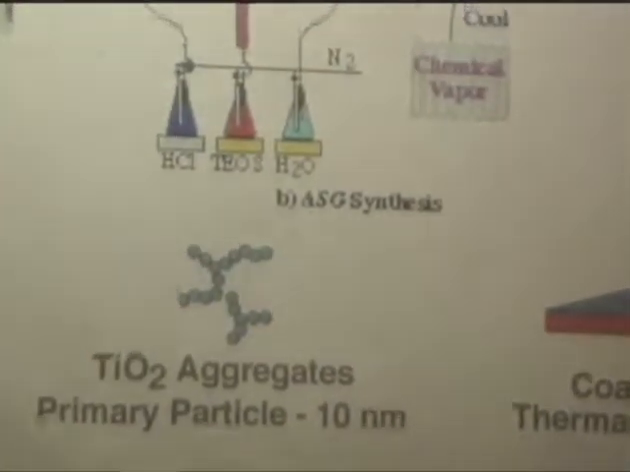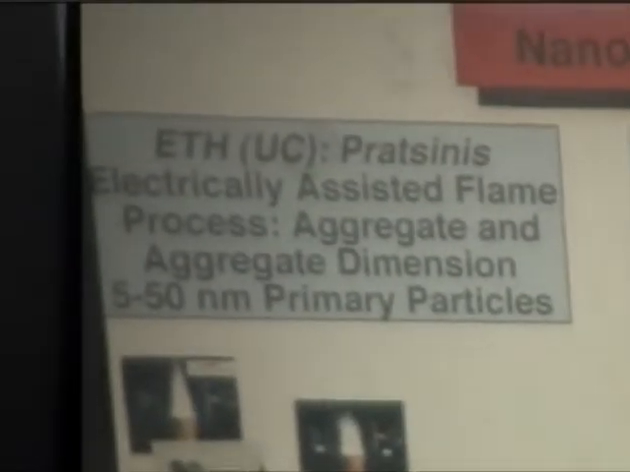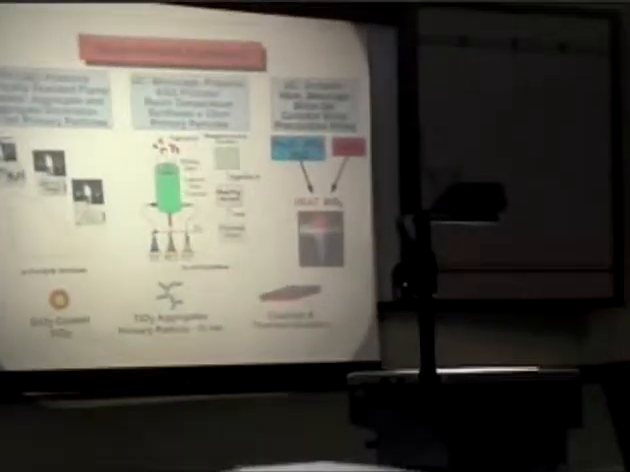The flame route is basically how you make carbon black, right? You make an aerosol with some carbon precursor and burn it, and you get soot out of that. You can do this with silica. You can do it with titanium. Fumed silica, pyrolytic titanium is made that way. Our process is a hybrid between these solution and pyrolytic routes.